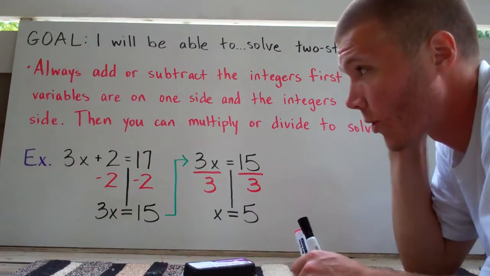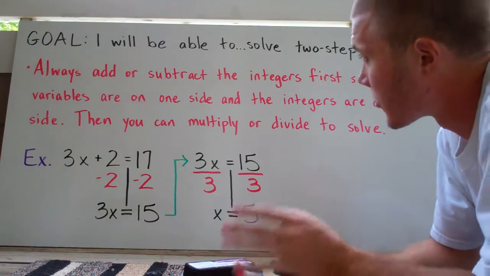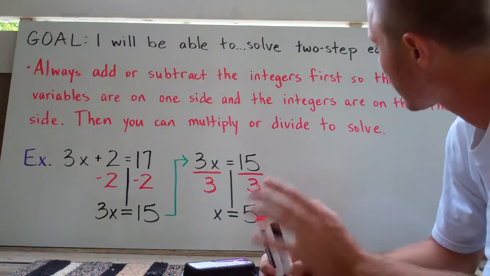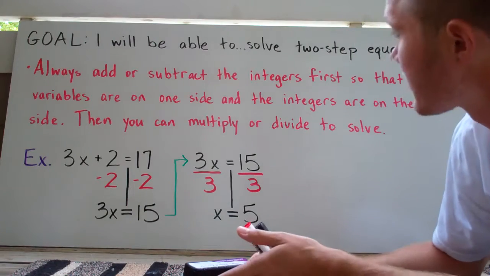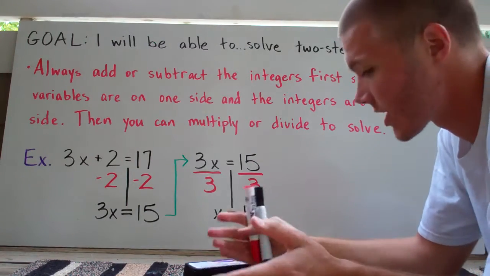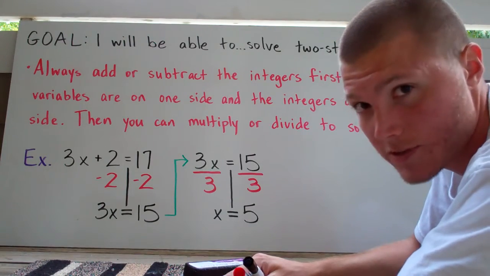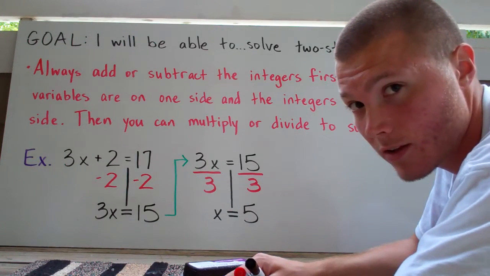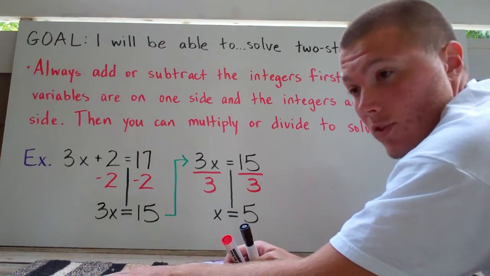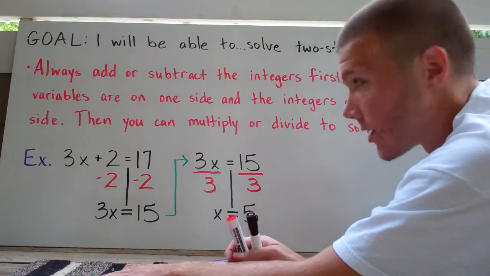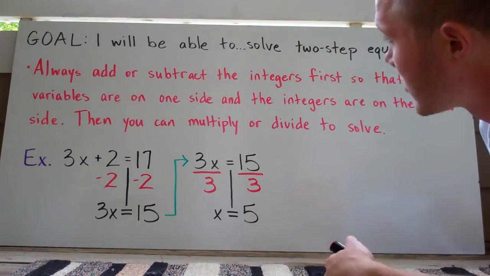Now, before we get into some of the examples, you want to remember that you always want to add or subtract the integers first, so that the variables are on one side of the equation and the integers are on the other side. You're going to have just your variables on the left side or the right side of the equal sign, and then just the values or the integers on the opposite side. Then that's when you can multiply or divide to solve.